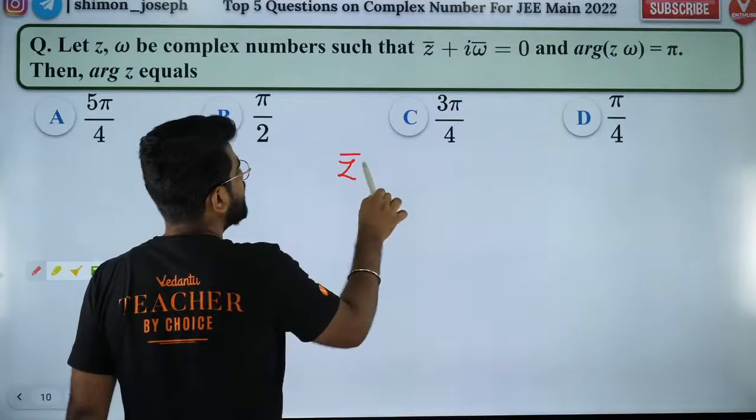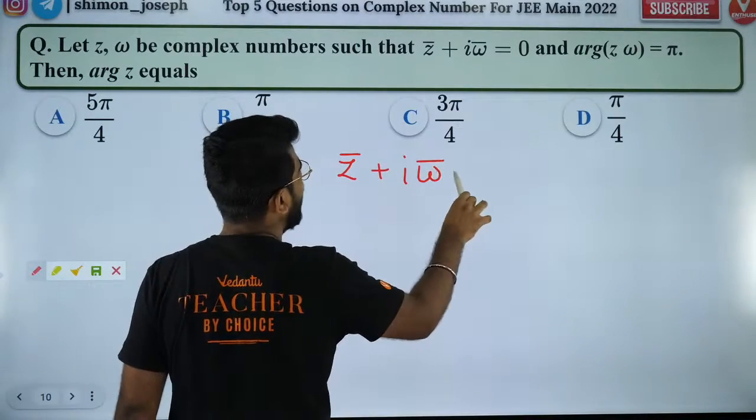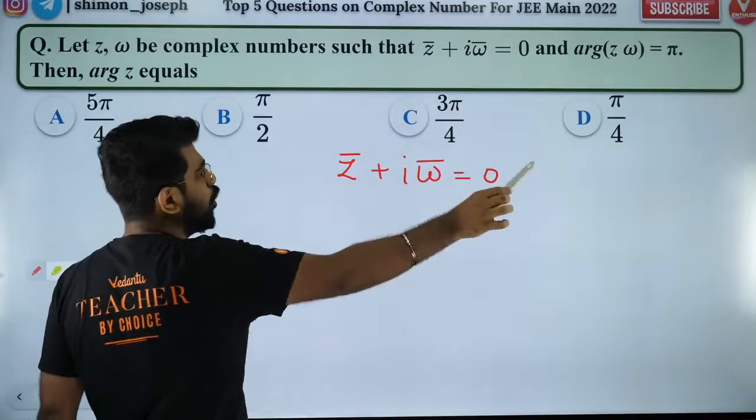So how do you solve it? First of all, we have z bar plus iota omega bar is equal to 0. Let me take the conjugate of the whole thing.